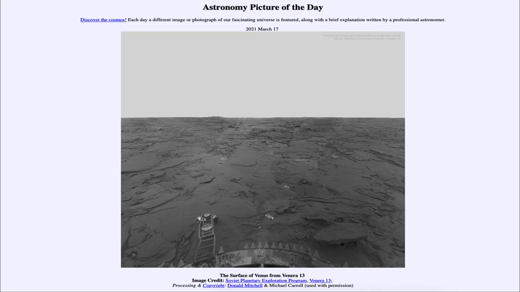So one of the reasons that we have not landed many craft on Venus is because the surface has such inhospitable conditions. In fact, the temperature reaches many hundreds of degrees, so extremely hot, hitting 700 or 800 degrees Fahrenheit. It also has extremely high pressures, between 50 and 100 times that of Earth. So the atmospheric pressure is very high.